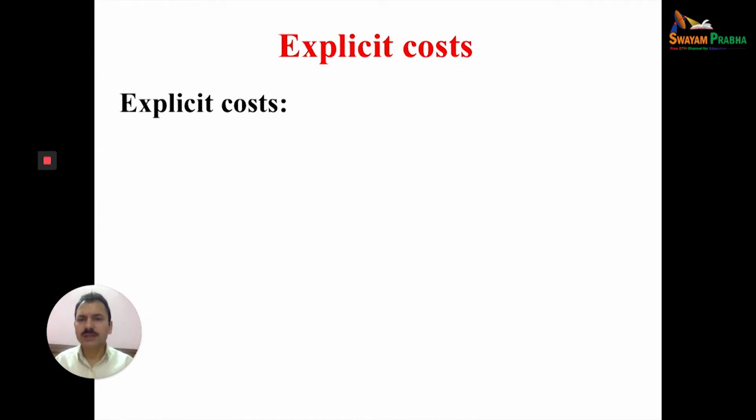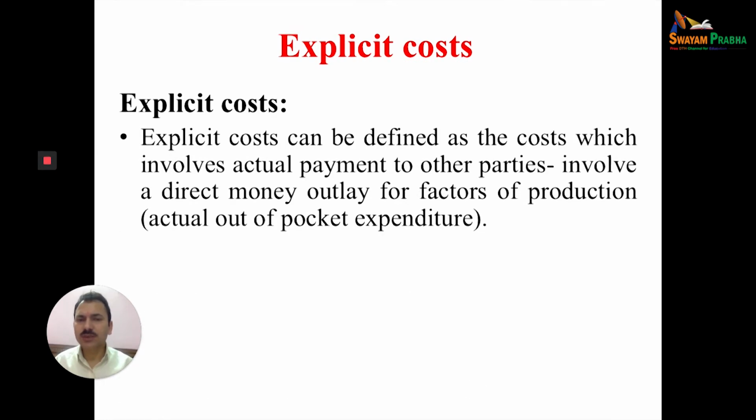Now, explicit cost. Explicit cost can be defined as the cost which involves actual payment to other parties outside the firm, outsiders, which includes the direct money outlay for the factors of production, or actual money paid by the producer out of his pocket. That is explicit cost.